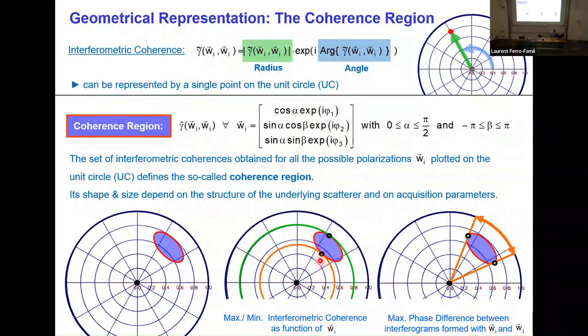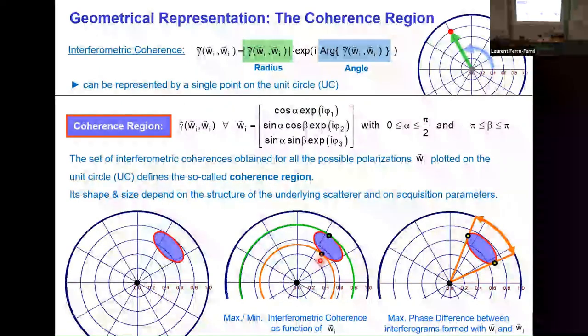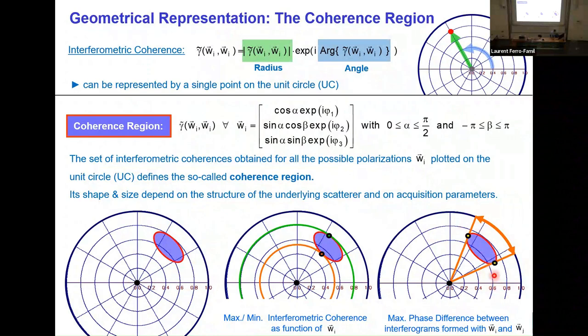So the radial extent of the coherence region tells you how much polarimetry can help you to maximize or minimize the magnitude of the coherence. And the angular extent of the coherence region tells you how much polarimetry can separate. So in principle, how much polarimetry can optimize the phase difference. So they are, in principle, associated to two different effects.